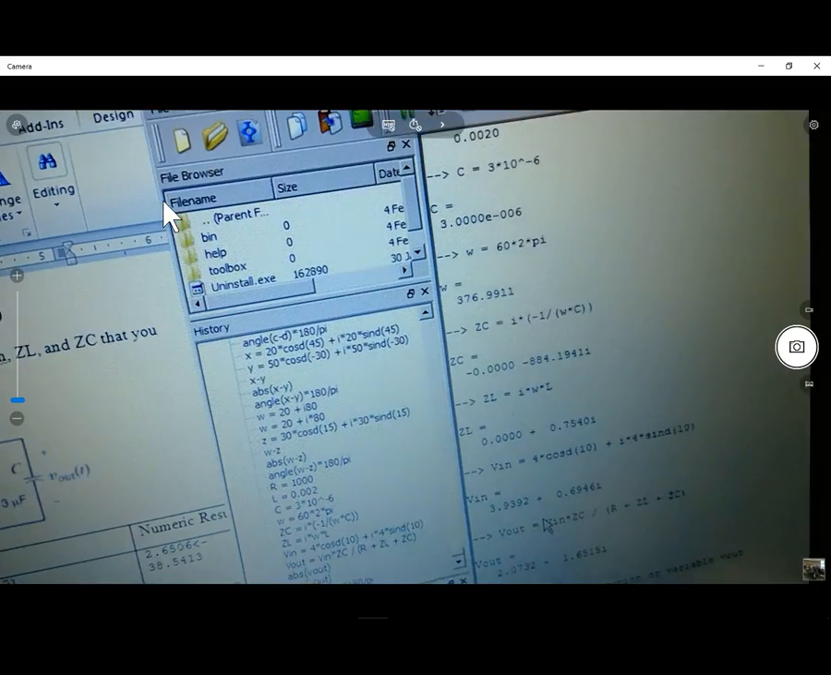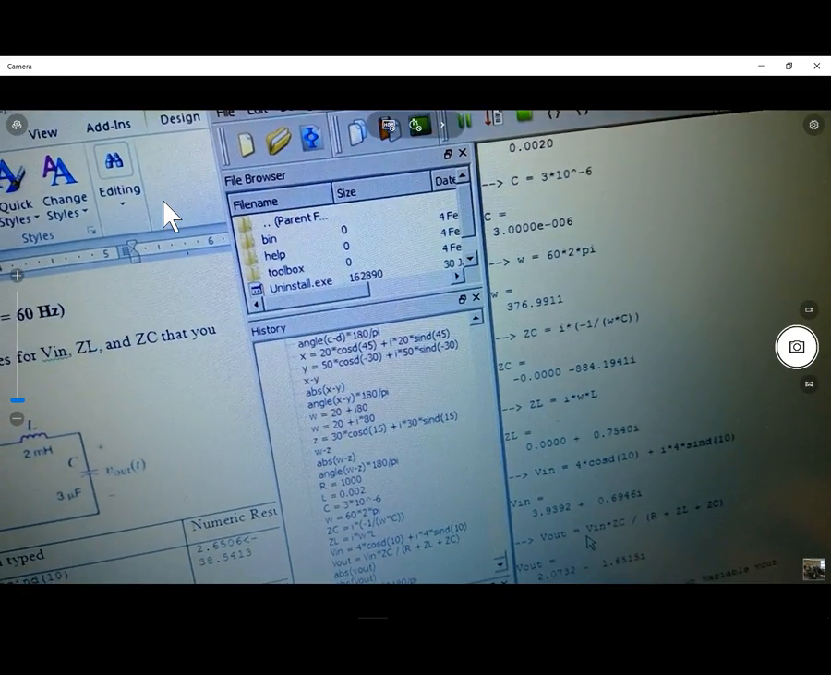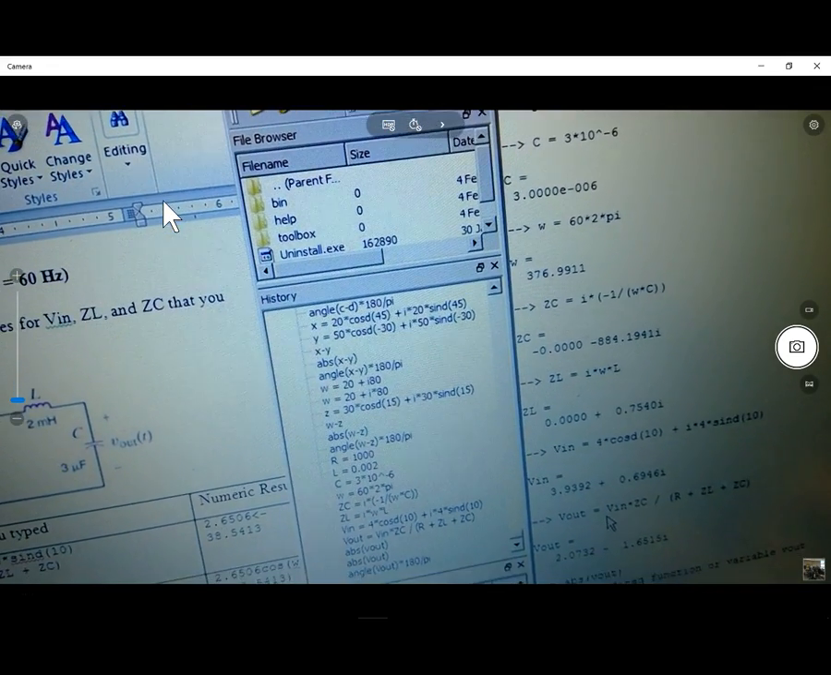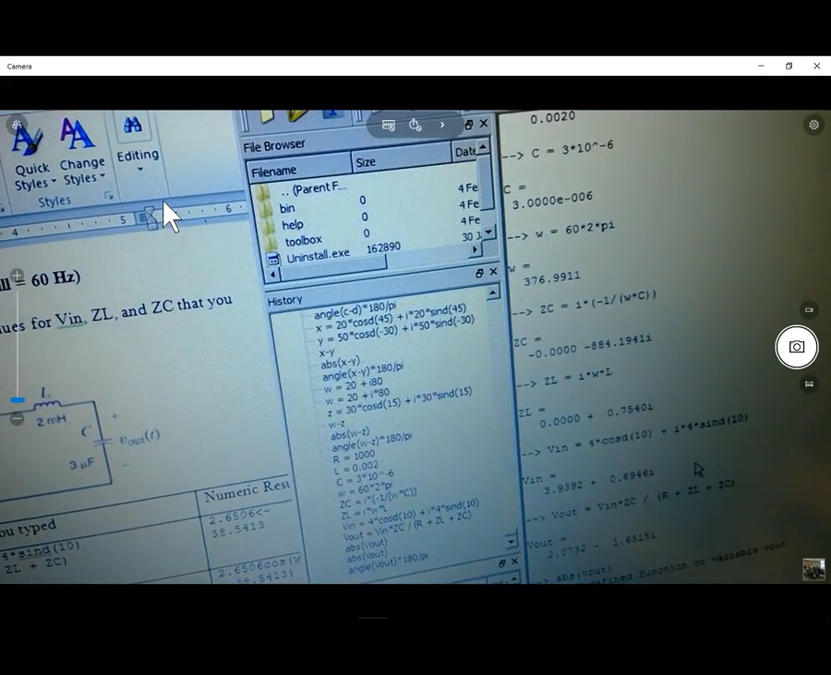Yeah, great. Minus 884j, and your C was 3 times 10 to the minus 6 microfarads. Yep. And L was 0.002. Yeah, good.